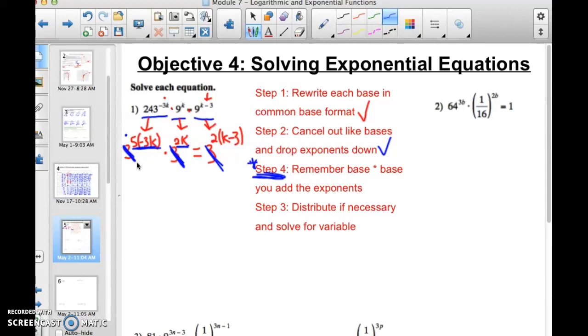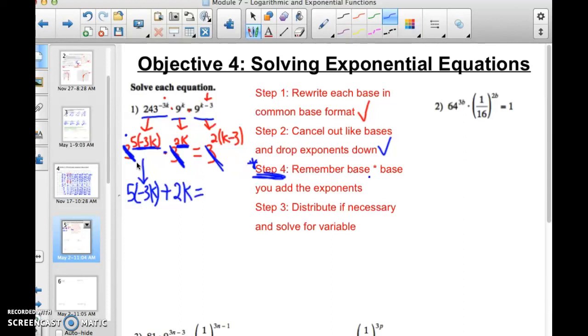So when I drop these down, I'm going to put plus, because this base of 3 that I canceled out was being multiplied with this base of 3, and that's the exponent rule, base times base, you add the exponents. So that exponent becomes 5 times negative 3k, and I'm plussing now. It was base times base, but the bases are gone, and whenever you multiply bases again, you add the exponents. So I'm going to add this exponent of 2k.